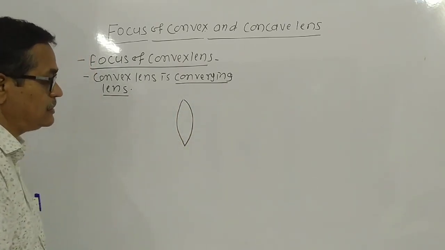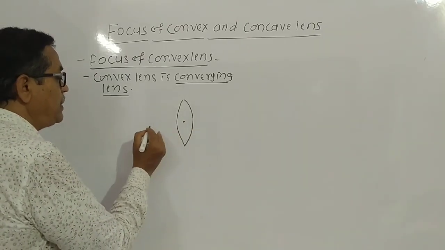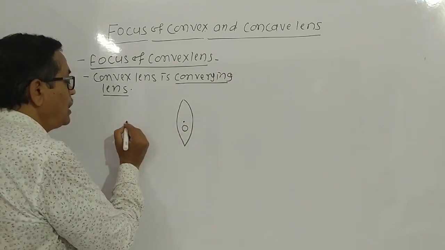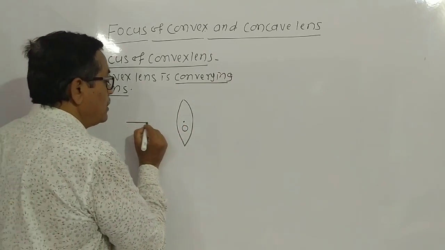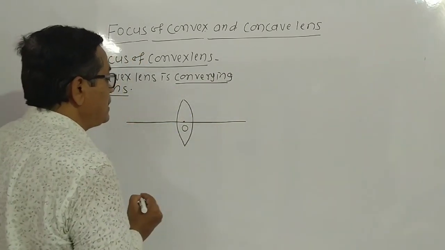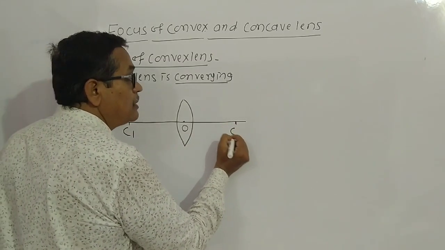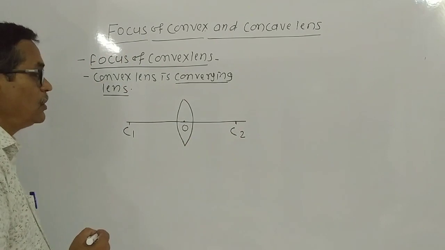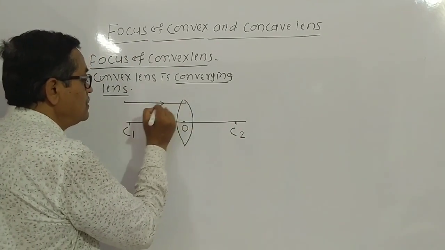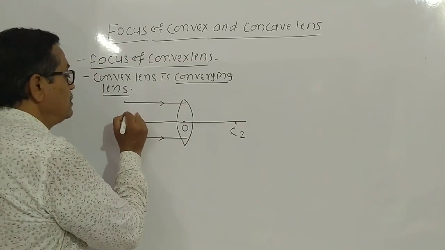This is a convex lens, and here we study the concept of the optical center O. Look here in this way, the principal axis, and here we call C1 and here C2. Look, that is a light ray parallel to the principal axis. Light ray parallel to the principal axis in this way.